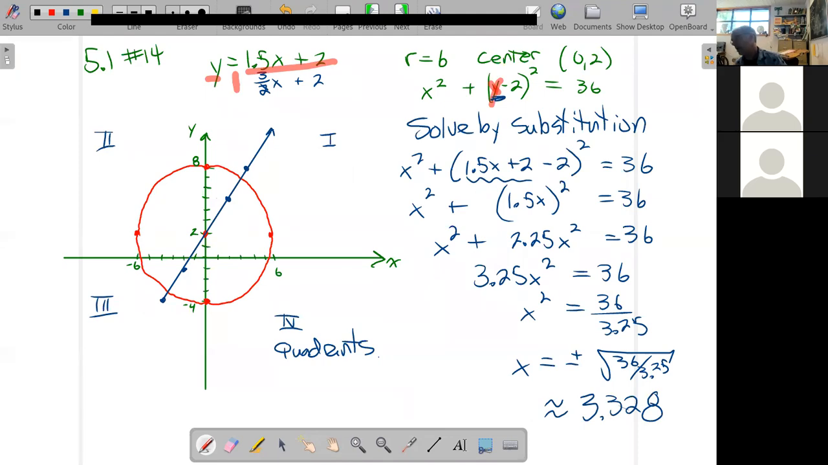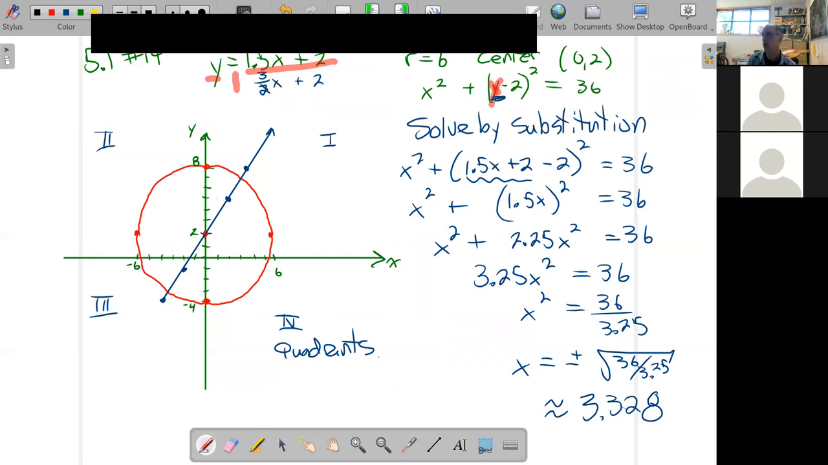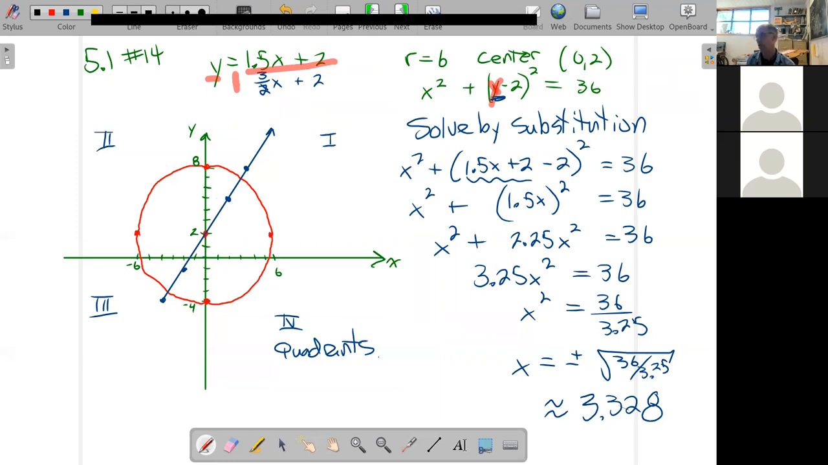Now, warning as you move forward, I need to calculate y, and I am not going to use the 3.328 to find y because now I'm introducing rounding error into the rest of my calculation. So I'm going to continue with this value right here on the square root when I find my y, and my calculator is prepared to help me do that because it has that value in there.